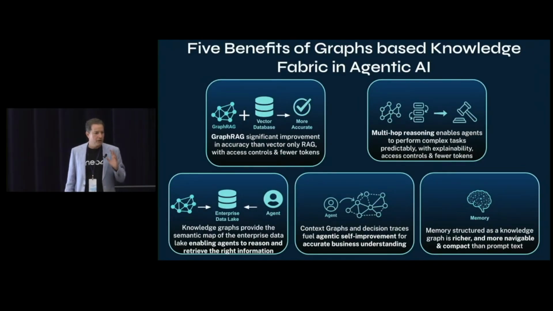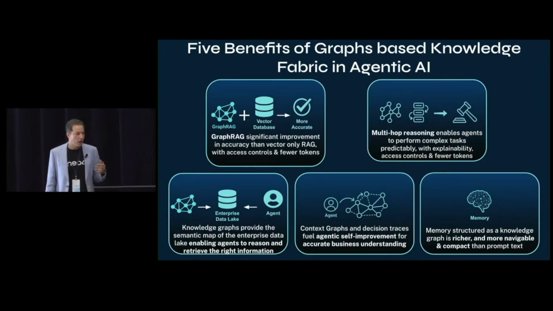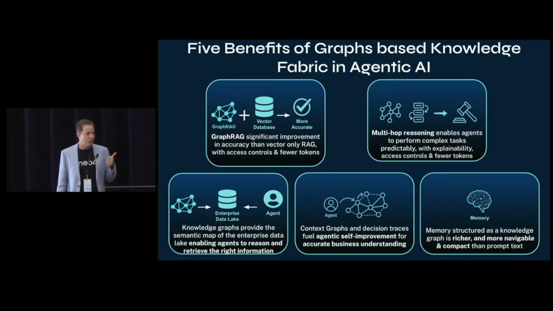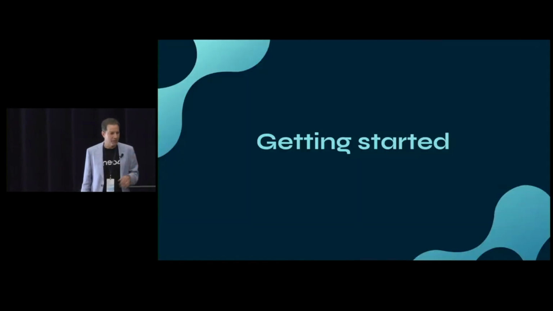And then the key advantages here are GraphRAG, which gives you improvements in accuracy; multi-hop reasoning, which helps agents perform more complex tasks; semantic maps, a map of the enterprise; decision traces, which is a whole talk in itself, I'll give you some breadcrumbs; and then memory.